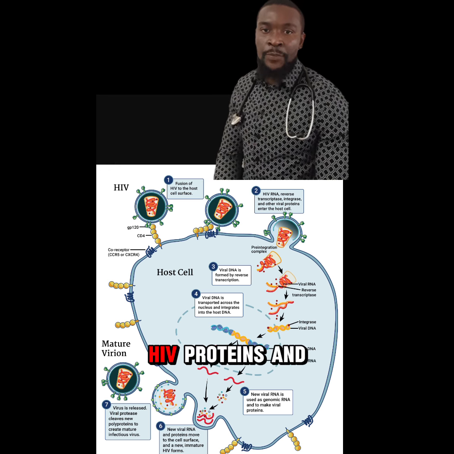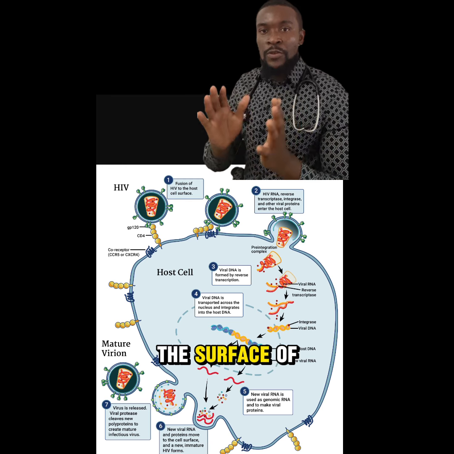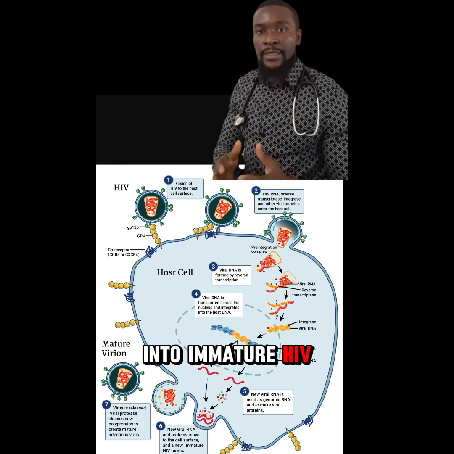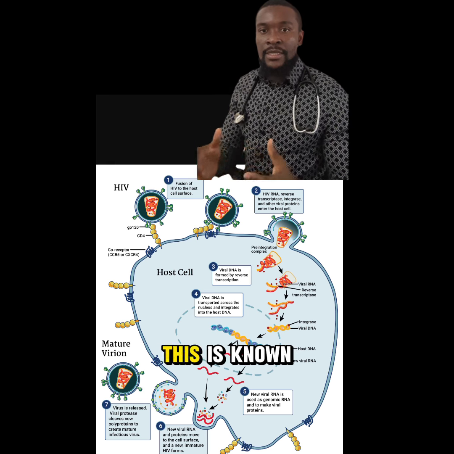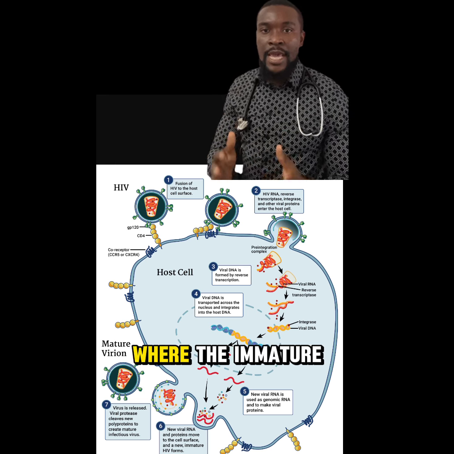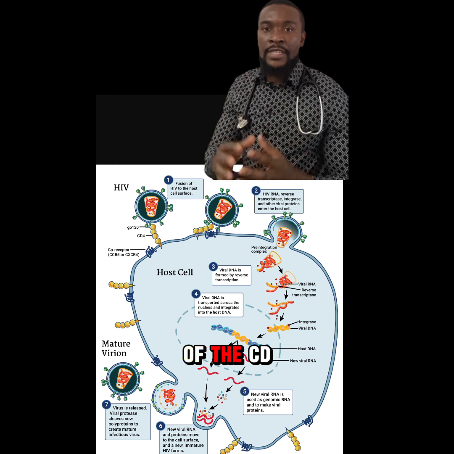Then the new HIV proteins and RNA move to the surface of the CD4 cell, where they assemble into immature HIV that is not infectious yet. This is known as the assembly. The final stage is the budding process, where the immature HIV breaks out of the CD4 cell.